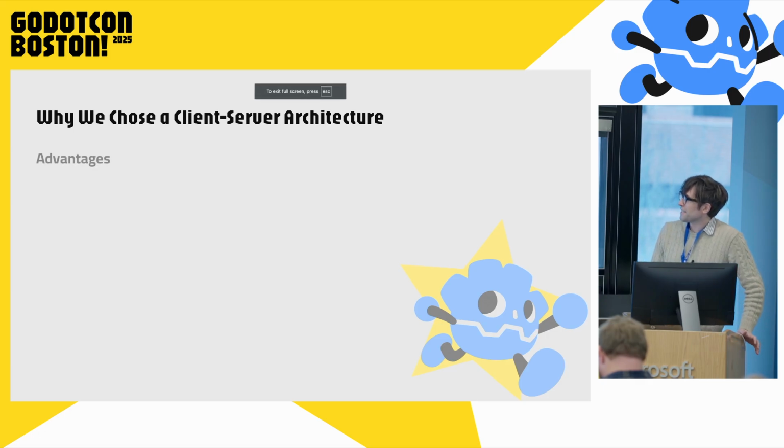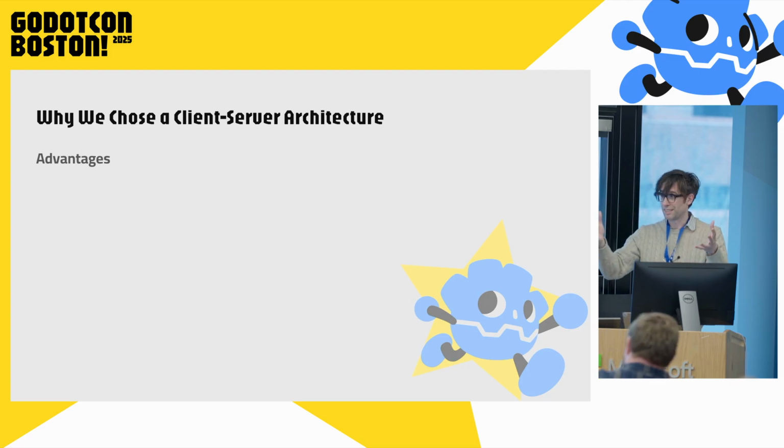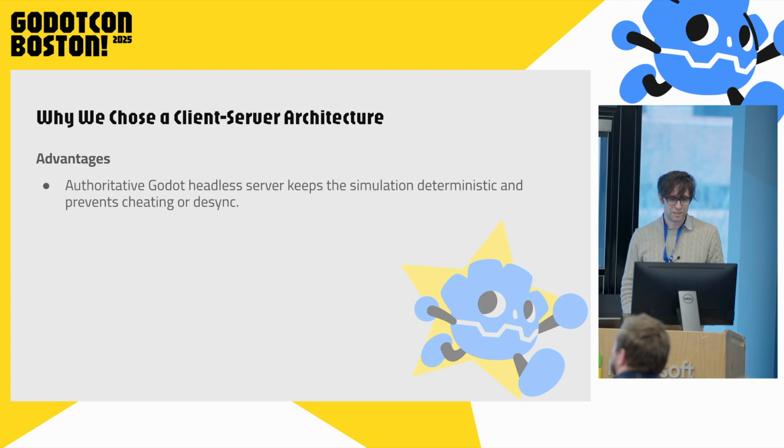Then we have this client-server architecture where, if you do a game like this where you won't need to calculate interaction between players, you can do it peer-to-peer or have a centralized authority, a centralized server, right? There are two approaches. So we went with the client-server architecture, where there is an authoritative Godot headless server that handles all the game state in terms of where players are and who is in contact with whom, and also prevents cheating or desync.